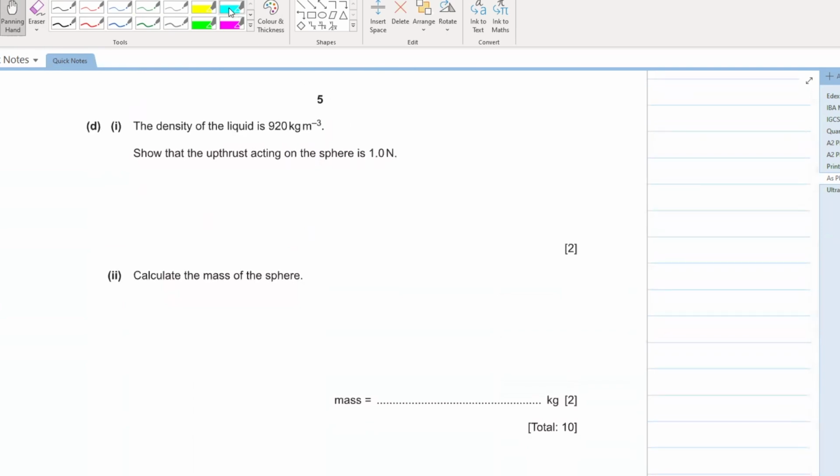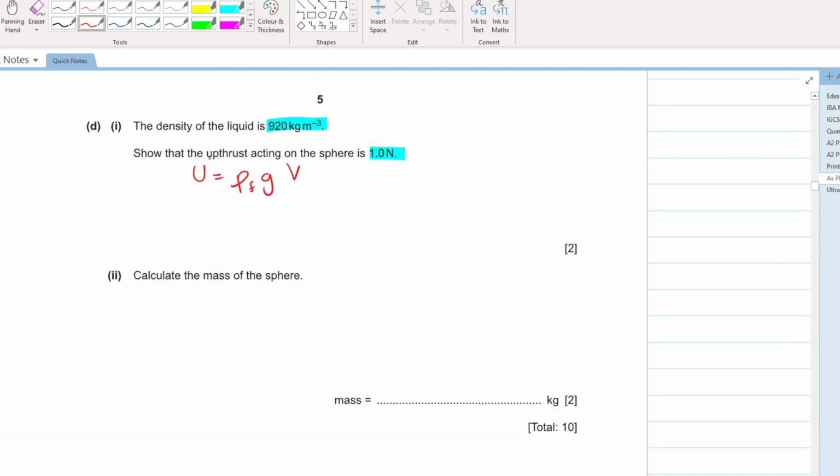Let's further move ahead. The density of the liquid is this. Show that the upthrust acting on the sphere is 1 newton. You are given the density, you have to calculate the upthrust. How will you do that? Upthrust is equal to density of the fluid multiplied by the gravitational field strength multiplied by the volume.